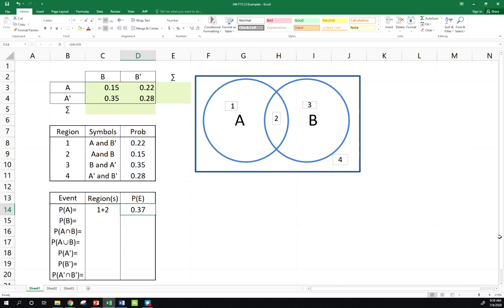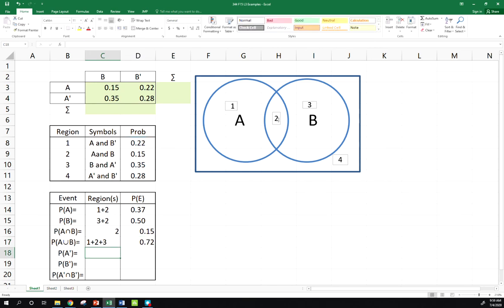Maybe you could think about this as if I was throwing a dart at this Venn diagram, what's the probability I land in these certain regions? My probability of B overall, that's regions 2 plus 3. So let me take that 0.15 plus this. Half of my outcomes are in here. A intersect B, that's only region 2. So that is this. A or B, what is A or B? That's regions 1 plus 2 plus 3.